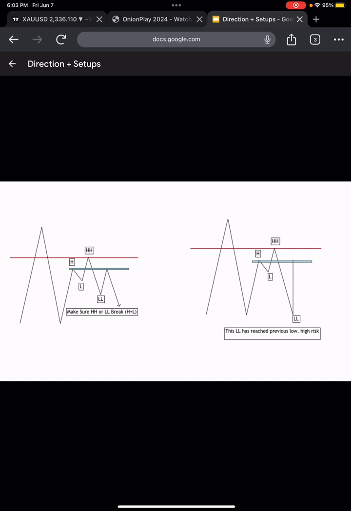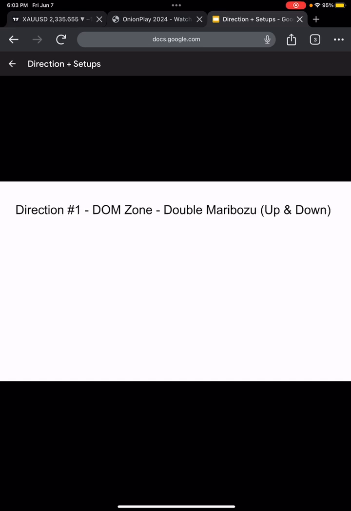So this is the pattern. This is what it looks like. The one to the right is not valid because if you notice, the lower low already reached the previous low. So that's more high risk. So you want to choose the pattern to the left as opposed to the pattern to the right, because the pattern to the right already tapped the lower low, right? So it's a higher risk basically. You don't want to trade that.